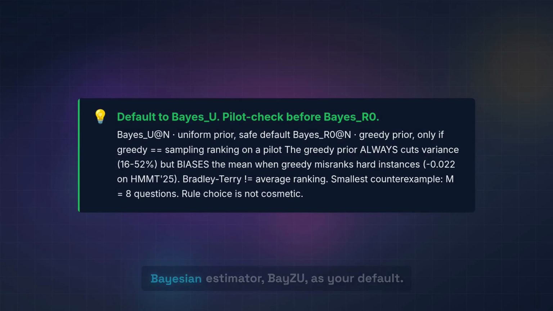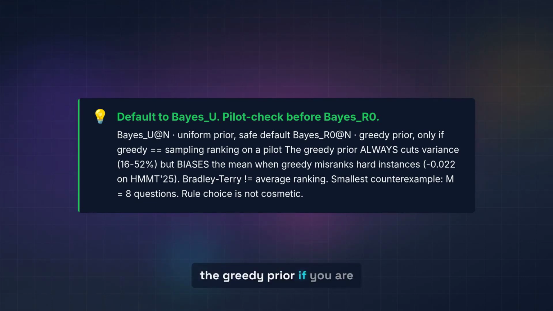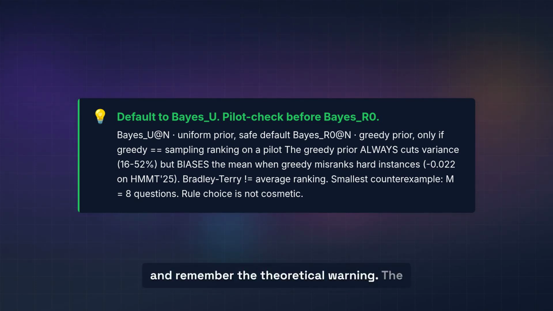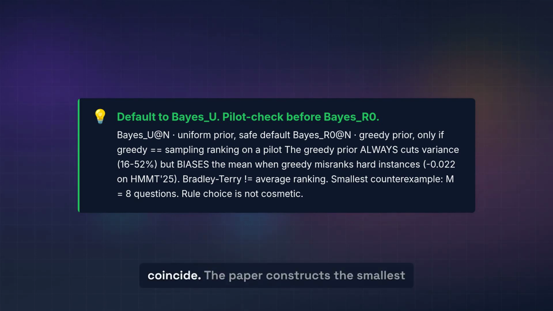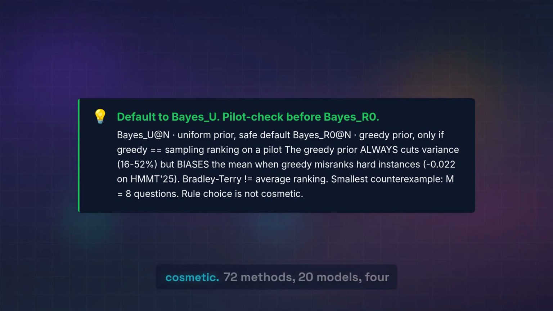Use the uniform prior Bayesian estimator, Bayes-U, as your default. It is safe. Only reach for the greedy prior if you have first checked, on a pilot, that greedy decodes and sampled decodes produce the same ranking on your data, and remember the theoretical warning. The Bradley-Terry ranking and the average accuracy ranking are not guaranteed to coincide. The paper constructs the smallest counterexample at just 8 questions. The choice of rule is not cosmetic.